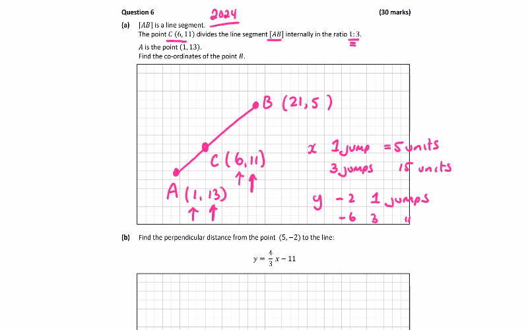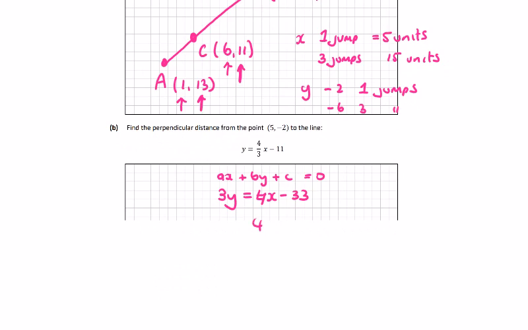Part 2 is find the perpendicular distance from a point to a line. So we just need to rearrange the line so that it's ax plus by plus c equals 0. So we multiply by 3, we get 3y equals 4x minus 33. So bringing them all to the same side of the equal sign, we're going to get 4x minus 3y minus 33 is equal to 0. So a is equal to 4, b is equal to minus 3, c is equal to minus 33. And we have our x and our y.